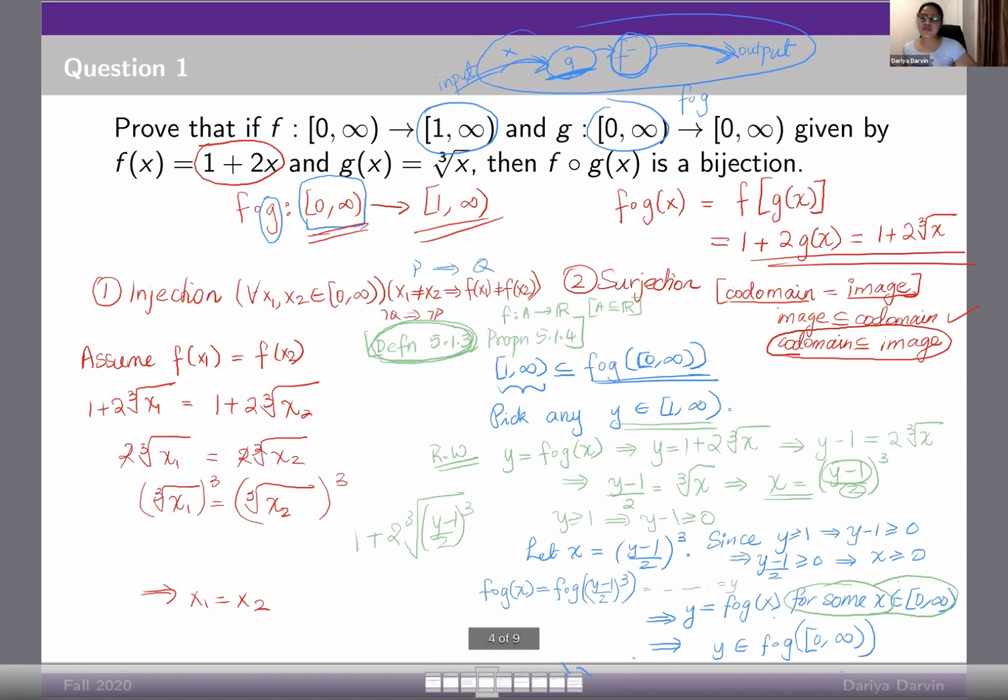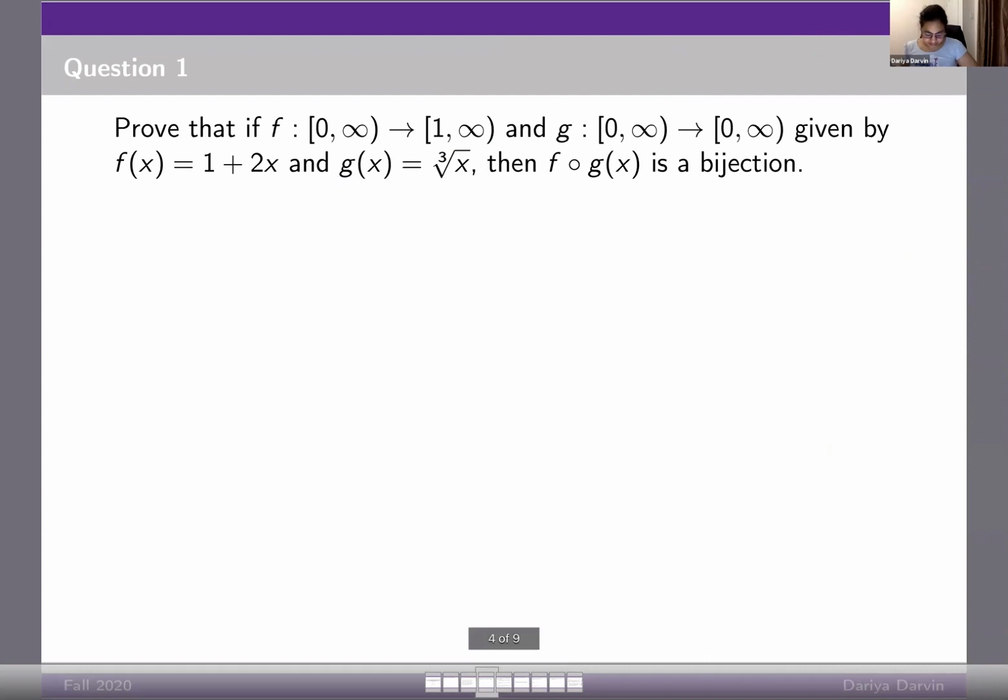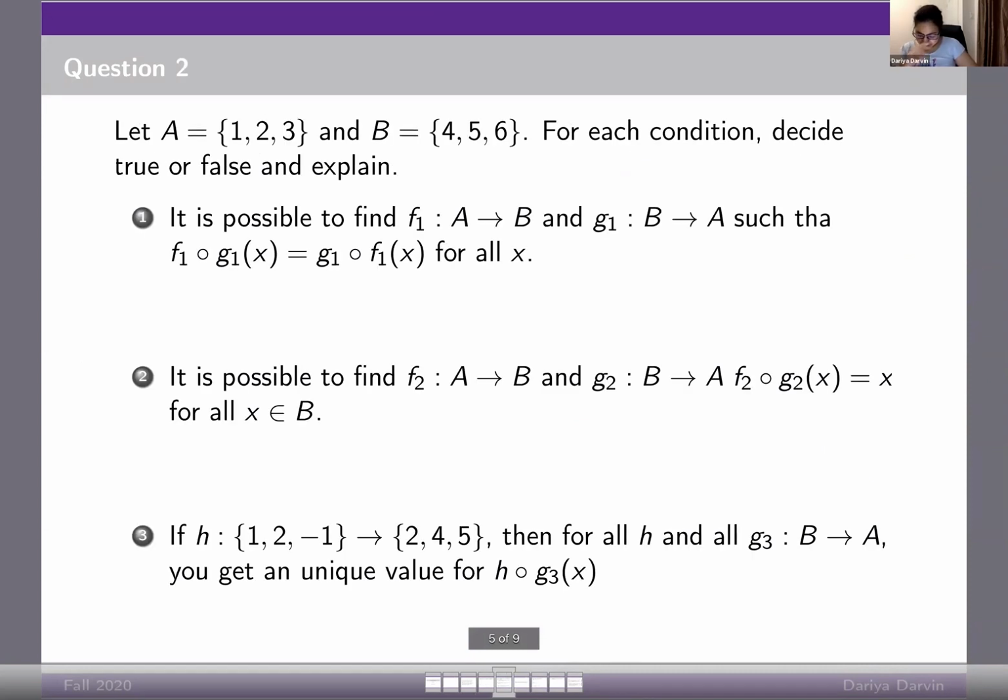I'm going to clear the board in 5, 4, 3, 2, 1. So if you want to take a screenshot, please do, because I have to clear the board. Okay, awesome. Let's see what the next question is.